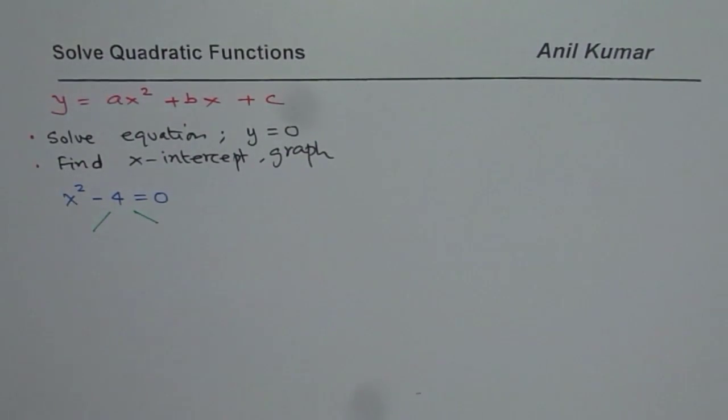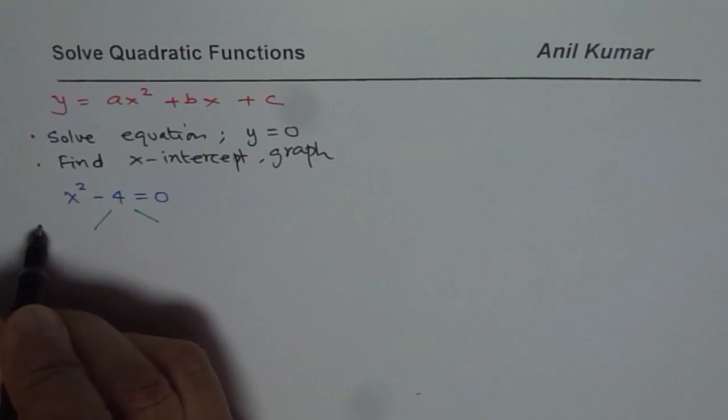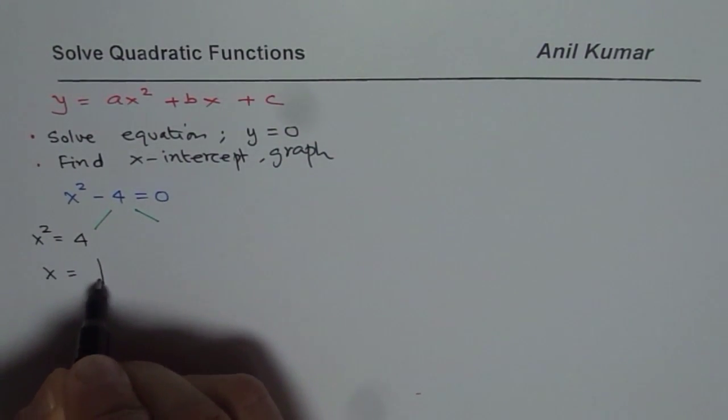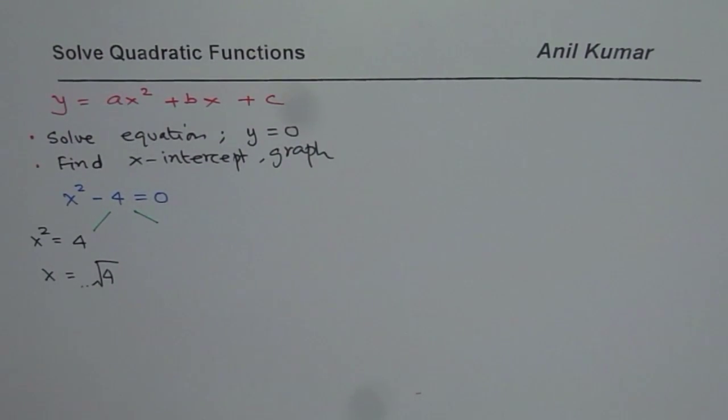So the first method for me will be to just take 4 to the other side, find the square root and get the answer. If I do that, we get x squared equals 4 and x equals square root of 4. I'm making a mistake here. Now some of you know what the mistake is, but well, think about it. What is the mistake here? Okay, that's also a good review, right?